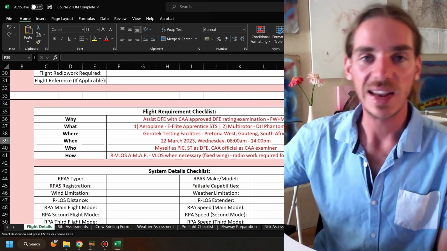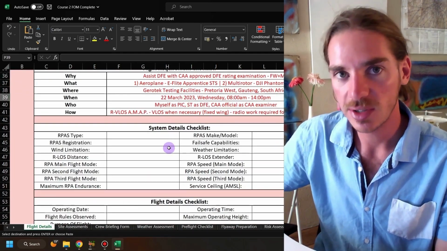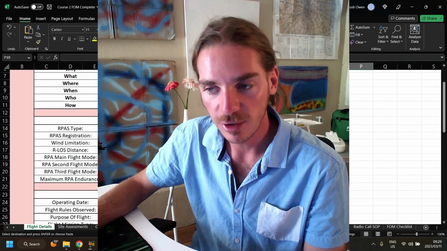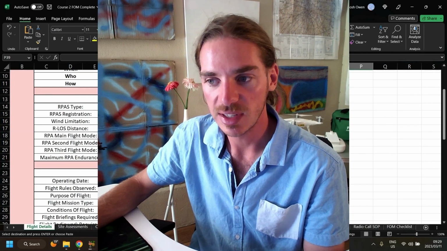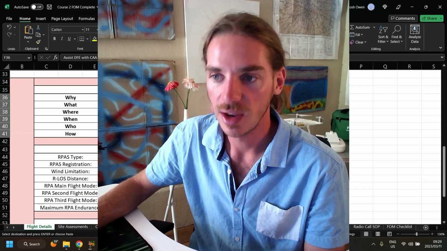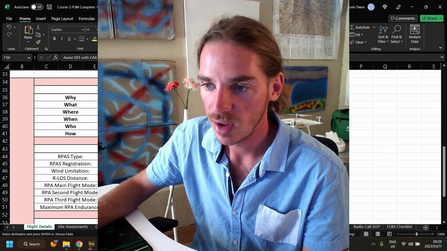We're then going to move on to the next part of this section, which is going to be our system details checklist. We're going to do one for multi-rotor. I'm going to use this one as the multi-rotor one, and we're going to do one for fixed wing, and I'm going to make this green so that I know that this is your fixed wing.